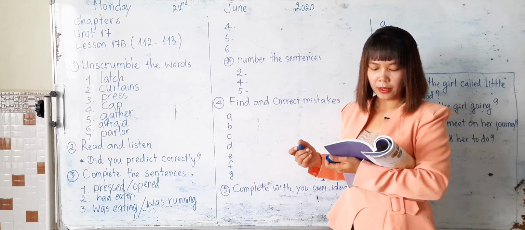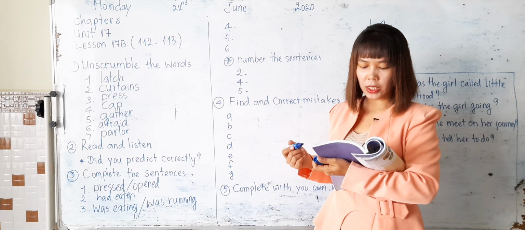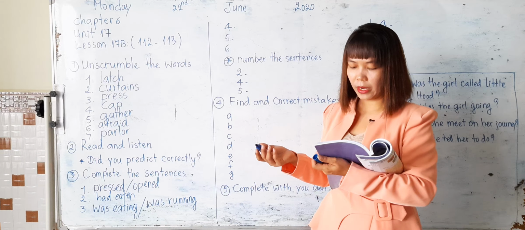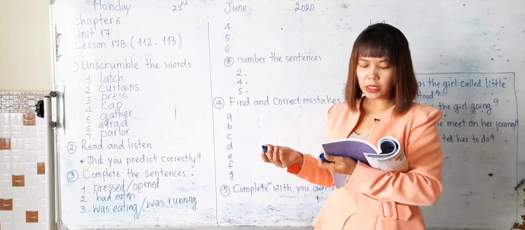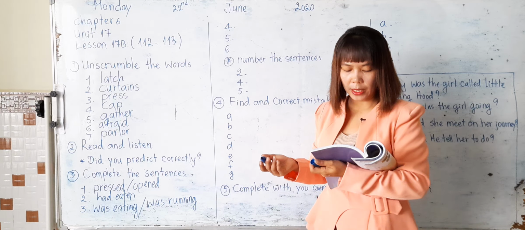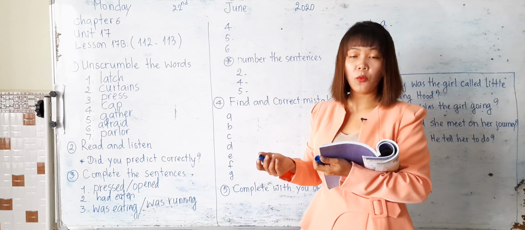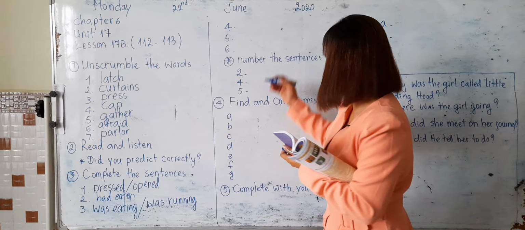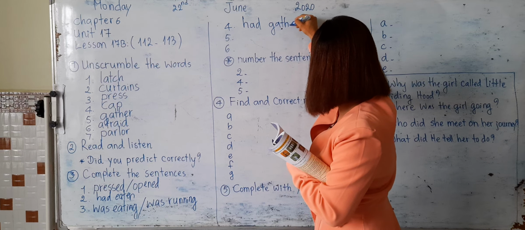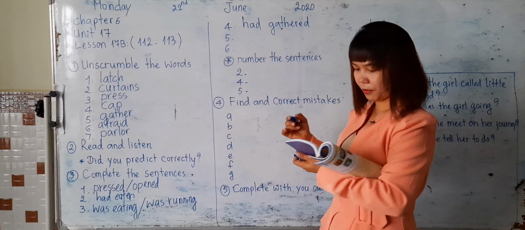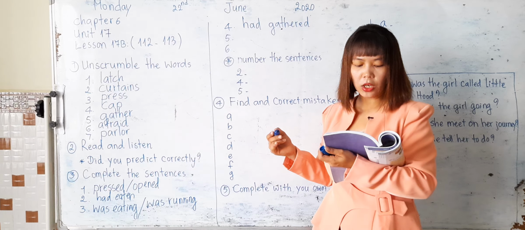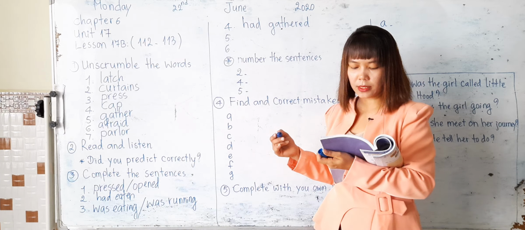Alright. Number 4. When she had gathered so many that she wasn't able to carry anymore, she continued on her journey to grandmother's house. Okay, so number 4 again. When she had gathered so many that she wasn't able to carry anymore, she continued on her journey to grandmother's house.